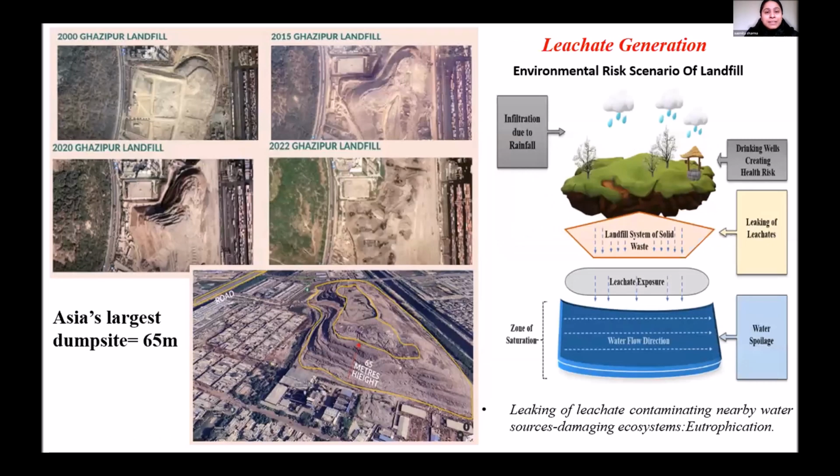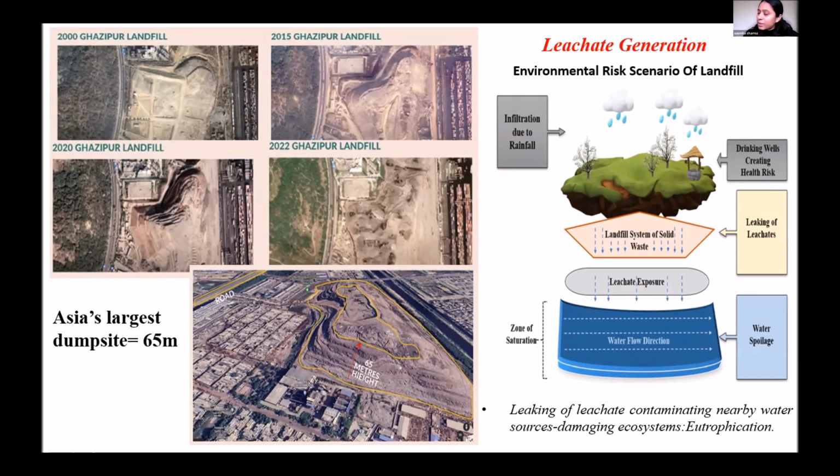Now, translating this to the current state of affairs, there is a landfill in Delhi. This is recent information that has been shared. This is the status of the Gazipur landfill in Delhi. The pictorial view runs from 2000 onwards to 2022. You can see that the landfill is now almost 65 meters in height. All of you are aware of the Taj Mahal, right? The Taj Mahal is around 73 meters high, so this landfill is slightly closer to the Taj Mahal. These are the problems this landfill is experiencing.